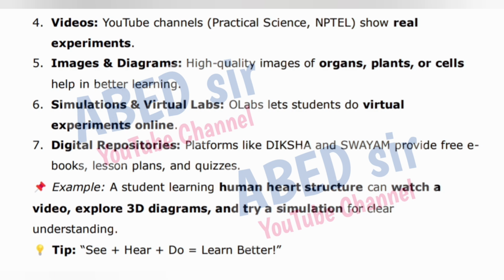5. Images and diagrams: high-quality images of organs, plants, or cells help in better learning. 6. Simulations and virtual labs: OLabs lets students do virtual experiments online. 7. Digital repositories: platforms like DIKSHA and SWAYAM provide free ebooks, lesson plans, and quizzes. Example: a student learning human heart structure can watch a video, explore 3D diagrams, and try a simulation for clear understanding. Tip: see plus hear plus do is equal to learn better.